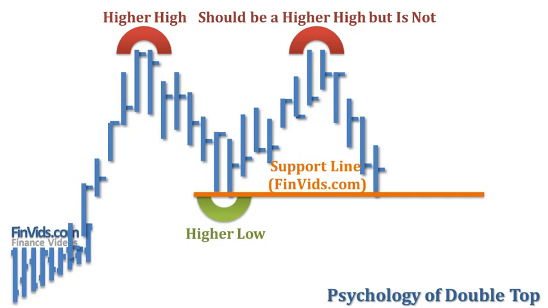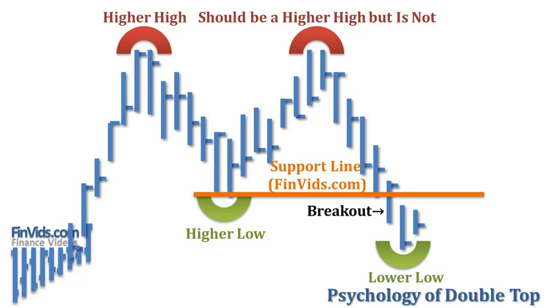Now, once prices break below the previous low, then the definition of an uptrend has been broken. As is the case, there's often a pullback. This creates a lower low. So now we have lower lows and lower highs. This is the very definition of a new downtrend.